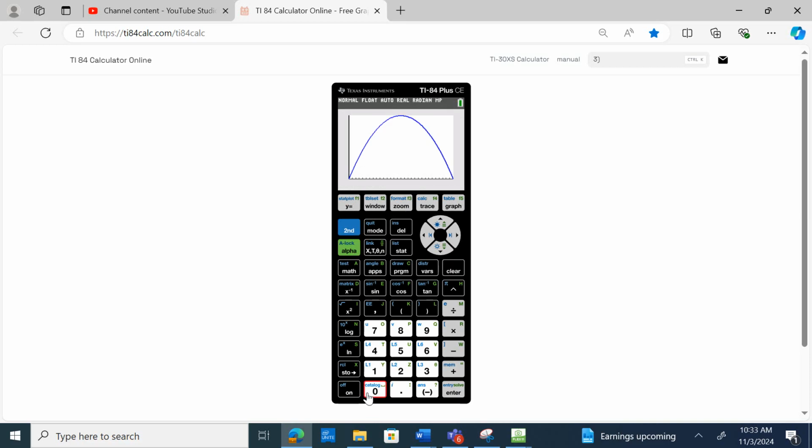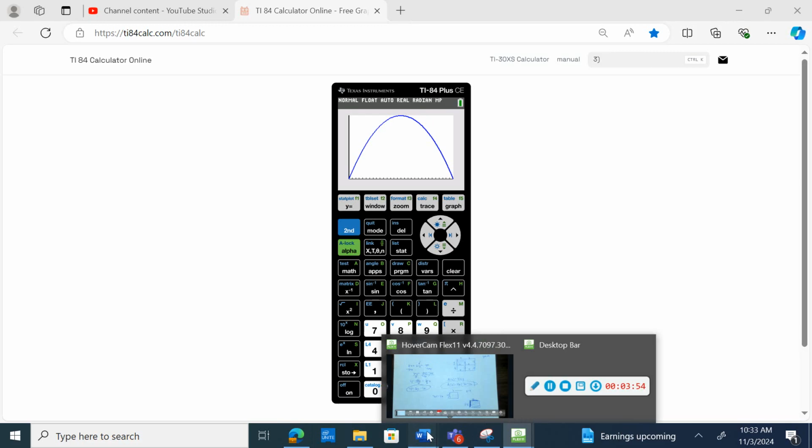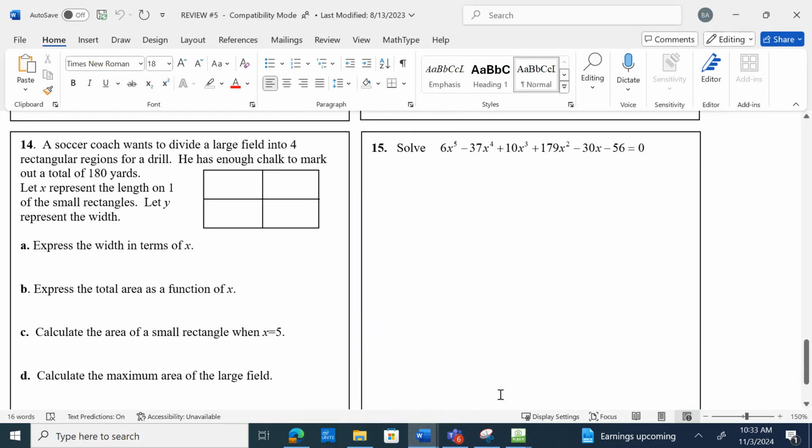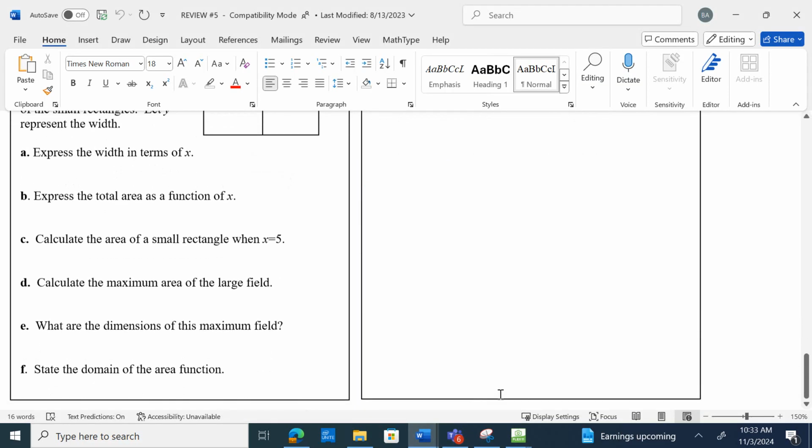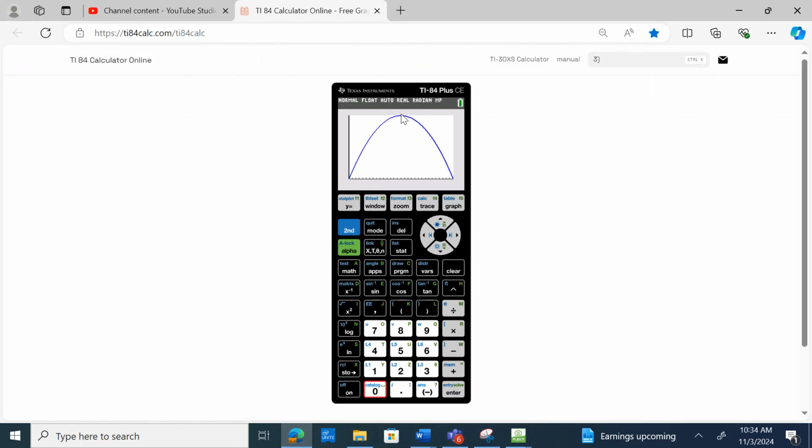We want to know what is the maximum area. That is part D. So let's come back to this. I want to know, what is this Y value? So second, trace maximum, which is number 4. I'm going to go somewhere to the left here, let's try 10. And then somewhere over here to the right, let's try 25. And then I press enter one more time, and there we go.